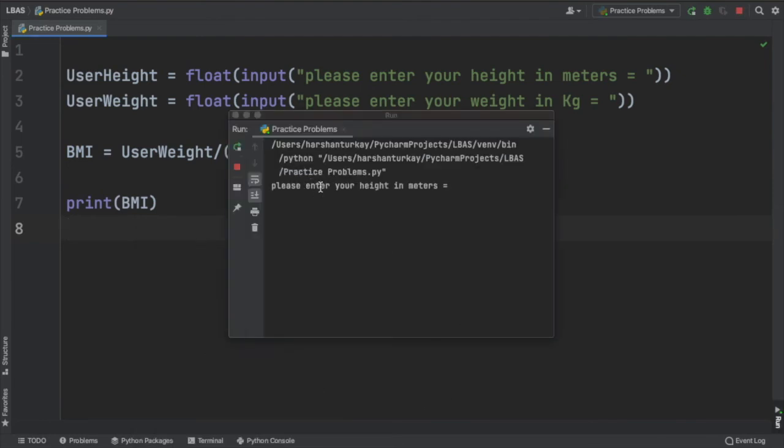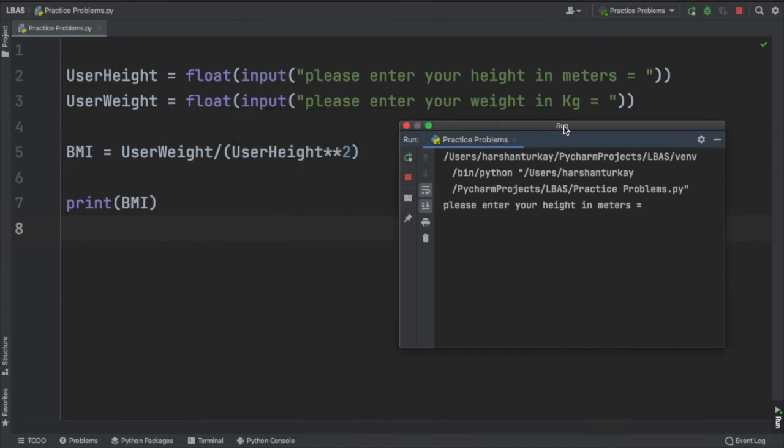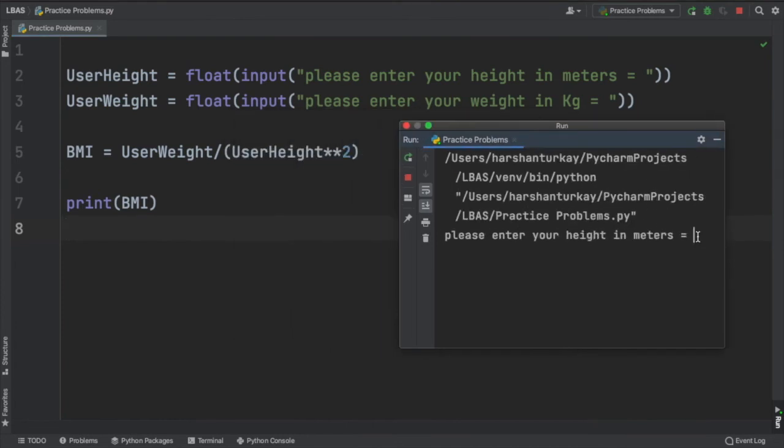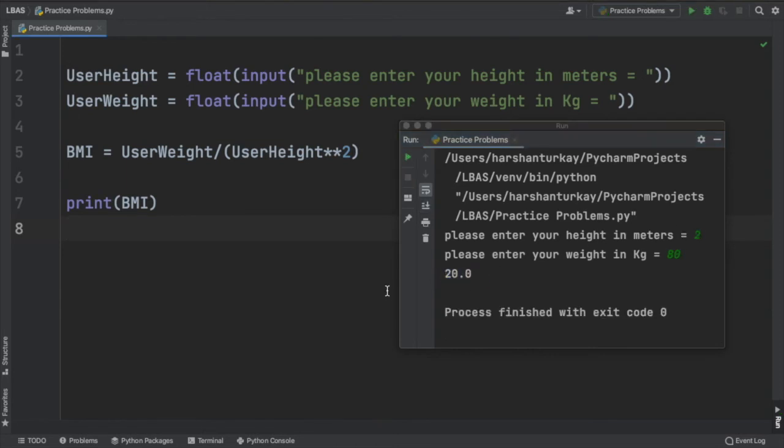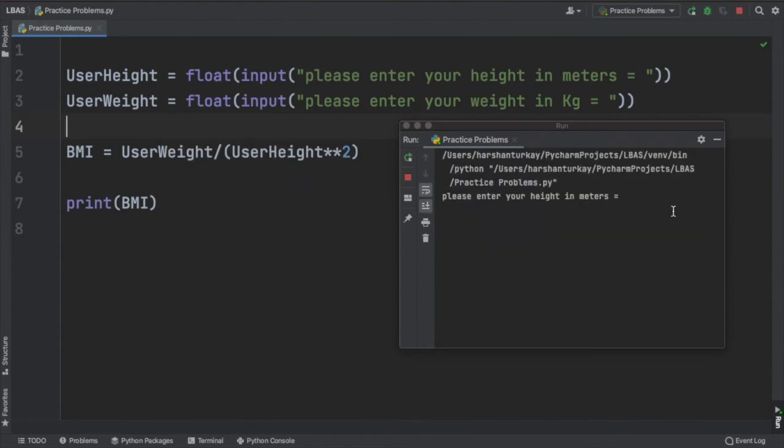Now it says please enter your height in meters. I'll just say 2 meters. Please enter your weight. My weight is 80, so I'll just press 80. So my BMI is 20. Alright, so that's BMI. So you see how this makes our piece of code so much more general and so much more useful, because now not only I can use it, but really anyone who wants to calculate their BMI. All you have to do is run it and put in your numbers, and it'll give you a BMI.